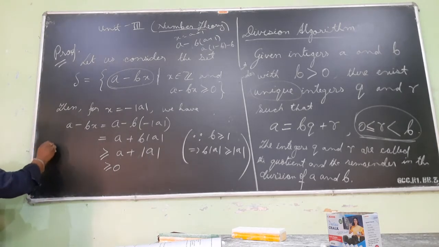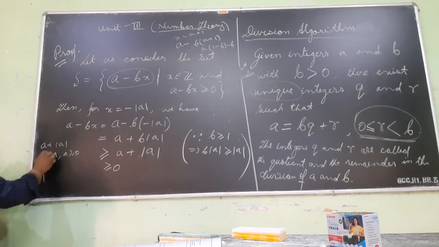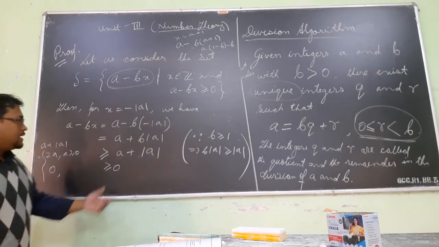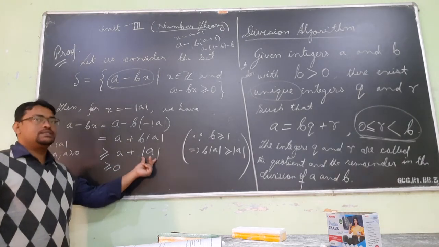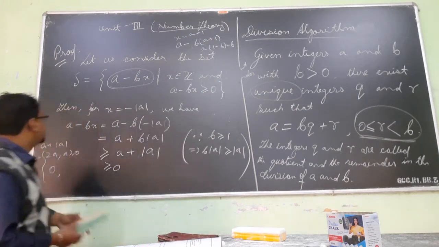In fact, A plus mod A: if A is positive it is twice A, which is greater than or equal to 0. If A is negative, it is actually 0. So for A plus mod A there are only two possibilities: either it is 0 or it is exactly equal to twice A. In both cases it is greater than or equal to 0. So a number plus its modulus is always non-negative.